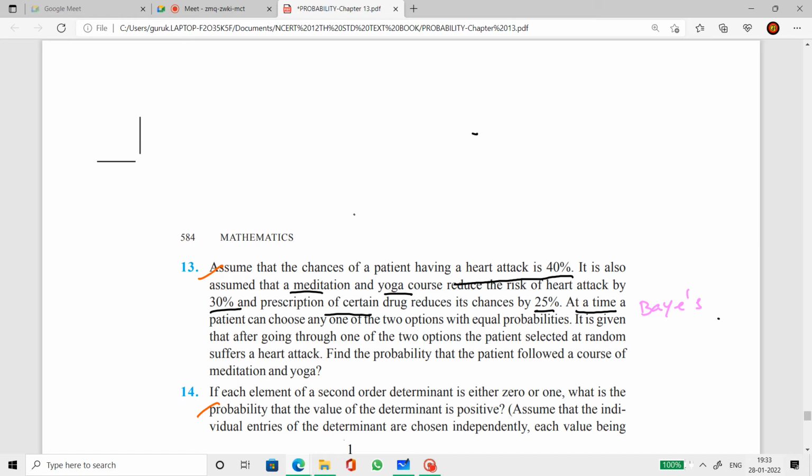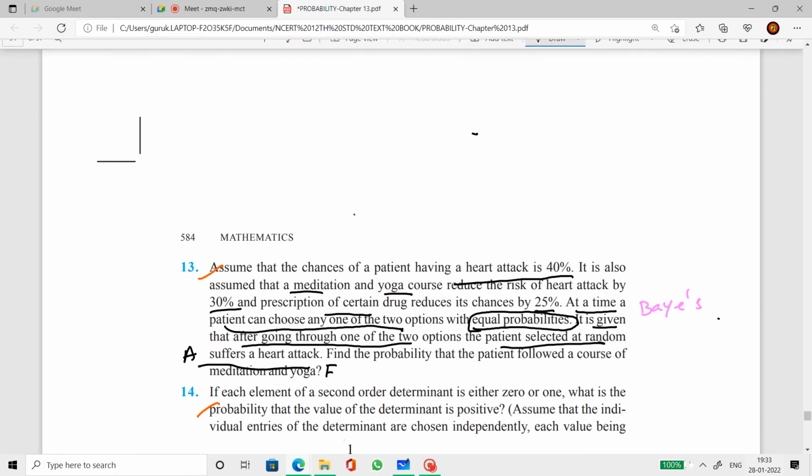At a time, a patient can choose any one of the two options, which means he can either go for meditation and yoga or he can use drugs with equal probability. So what is the chance of selecting one of the two options? 1 by 2. It is given that after going through one of the two options, the patient suffers a heart attack. So this is our A now. Find the probability that the patient followed a course of meditation and yoga.